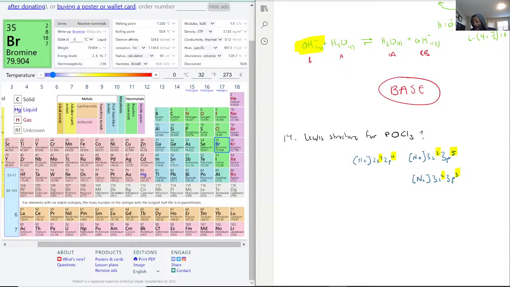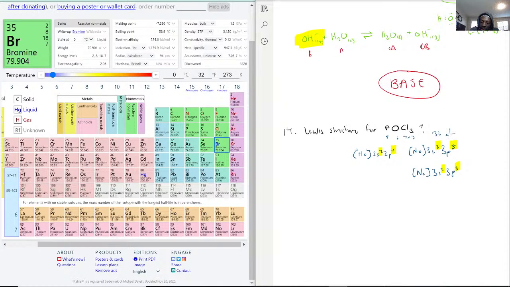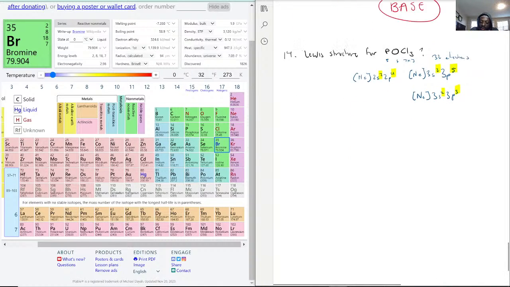But let's first find out how many electrons we need. So we have phosphorus, we know it's 5. Oxygen 6, chlorine 7 times 3. So that's 21 plus 11. That's 32 in total. 32 electrons. Okay.